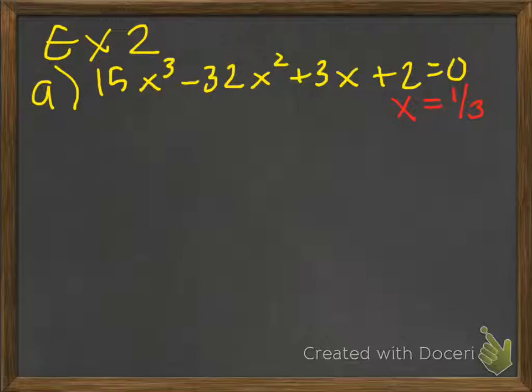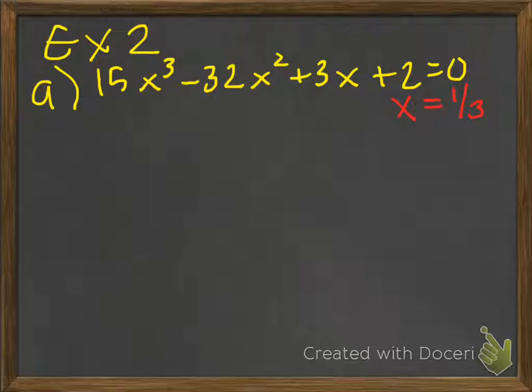So you're going to skip the top of your page for now. We're going to come back to that for tomorrow's lesson. So you're going to go down to example 2: 15x cubed minus 32x squared plus 3x plus 2. It's to the third power, so we know we need 3 answers. And notice off to the side I wrote that x equals 1/3. So right now I'm telling you that one of your 3 answers is a positive 1/3.